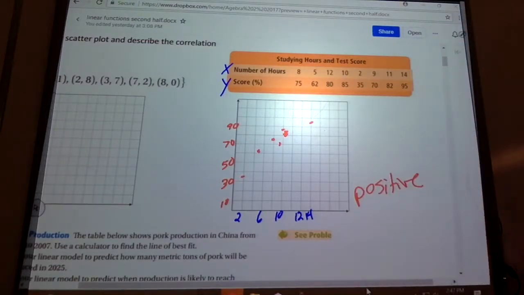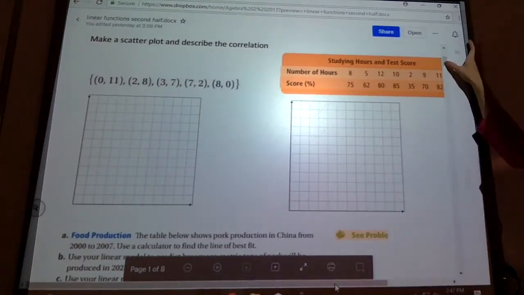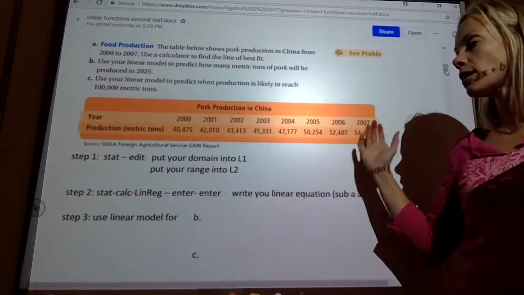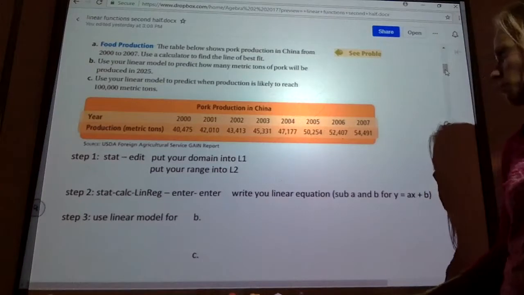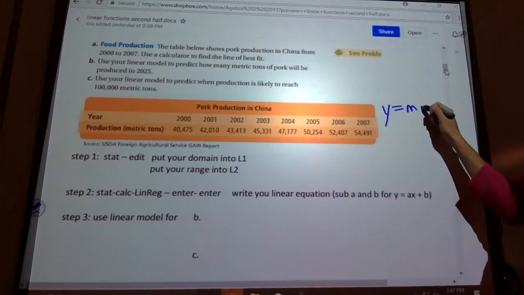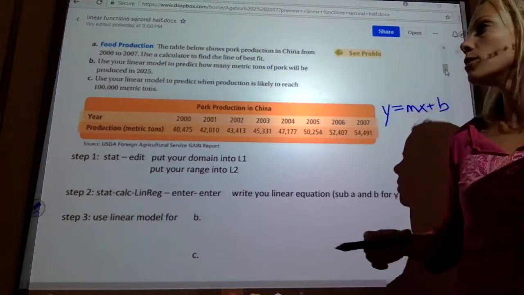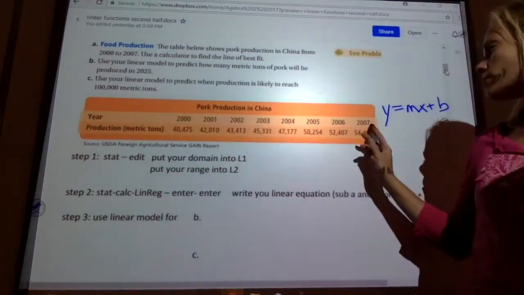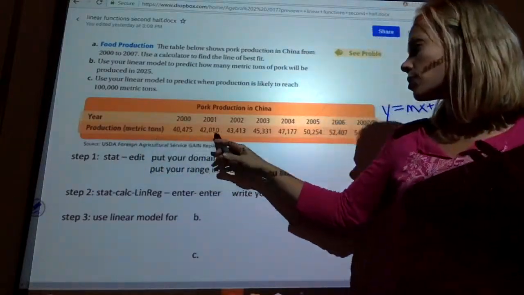Okay, so next, once I know correlation, I can use my graphing calculator and find linear regression models. Right, so here's a bunch of data, and it represents linear functions. That's a given to you. You can find a linear model, something like mx plus b, right? M's the slope, b's the y-intercept, and use that model to predict things like this is the year, 2000, 2007, my data that I collected, and this is metric tons of pork production by China.